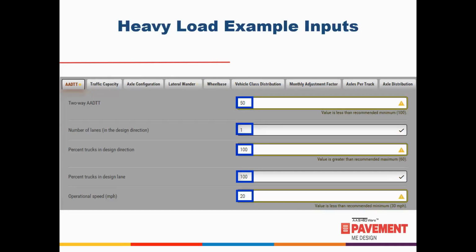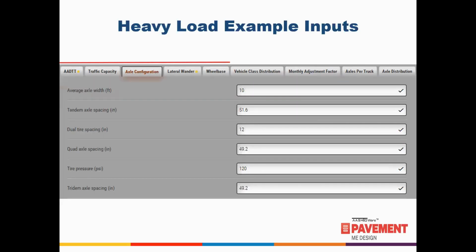I'm sorry, I said special traffic module. This is not the special traffic module screen. This is the regular traffic module screen. Okay, so going through each of the tabs.